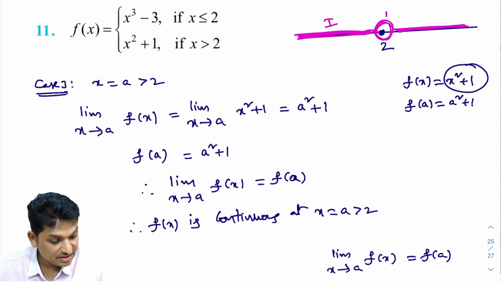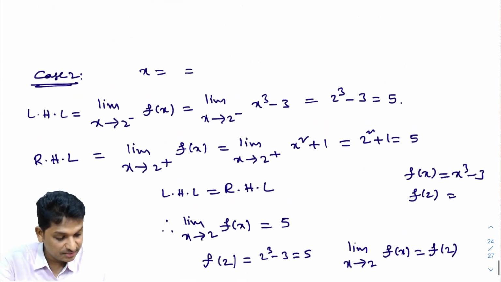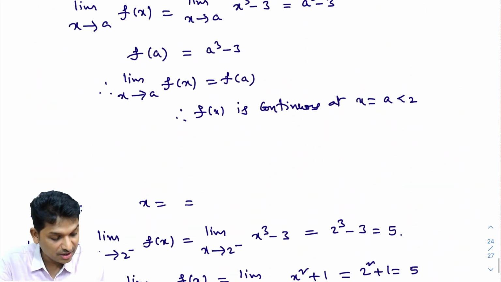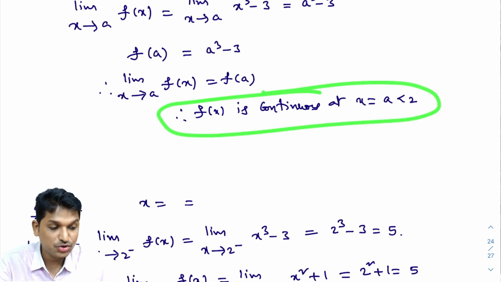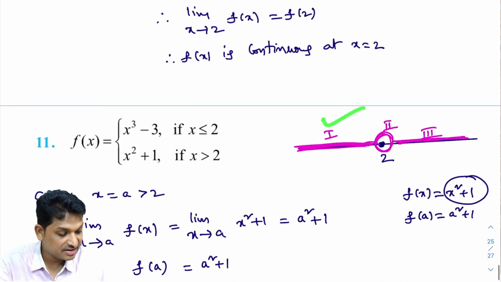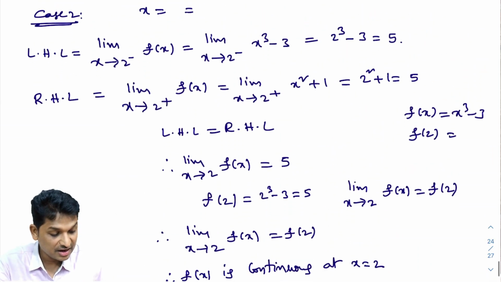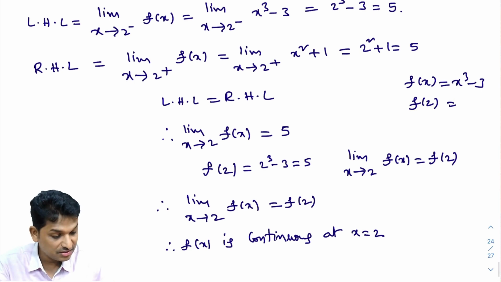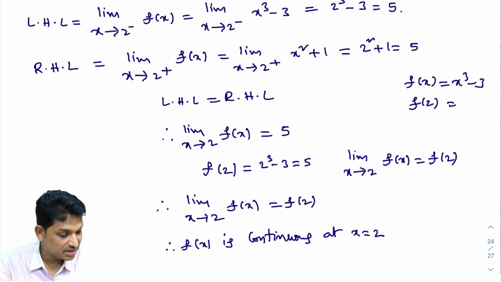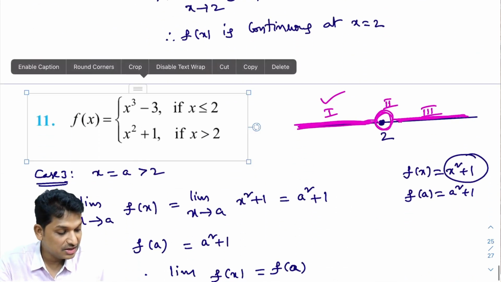So this is case 1, this is case 2, this is case 3. You check what happened in case 1. f of x is continuous. That means first case, tick. It is correct. For first case, it is continuous everywhere. Second case, at x equal to 2 we checked. You look here, it is continuous. So second case also, yes, it is correct.